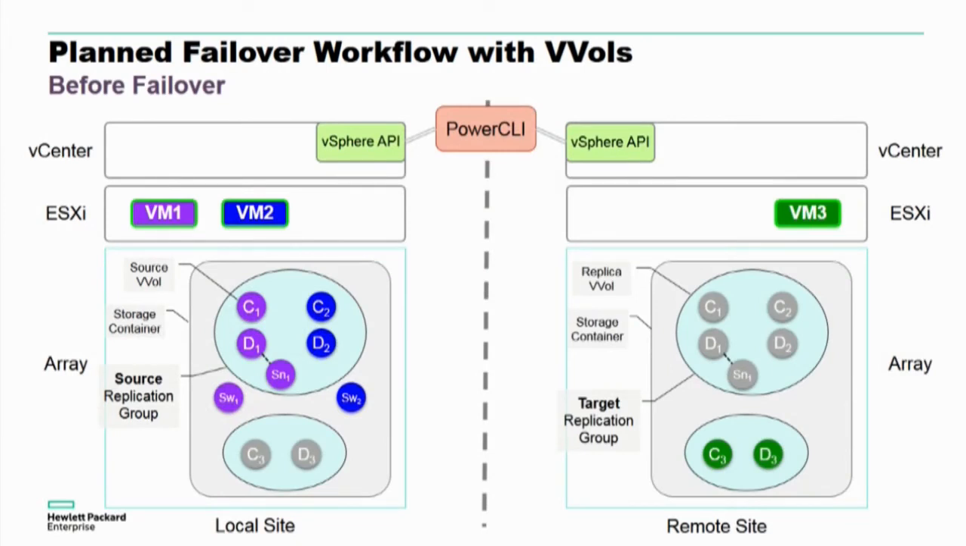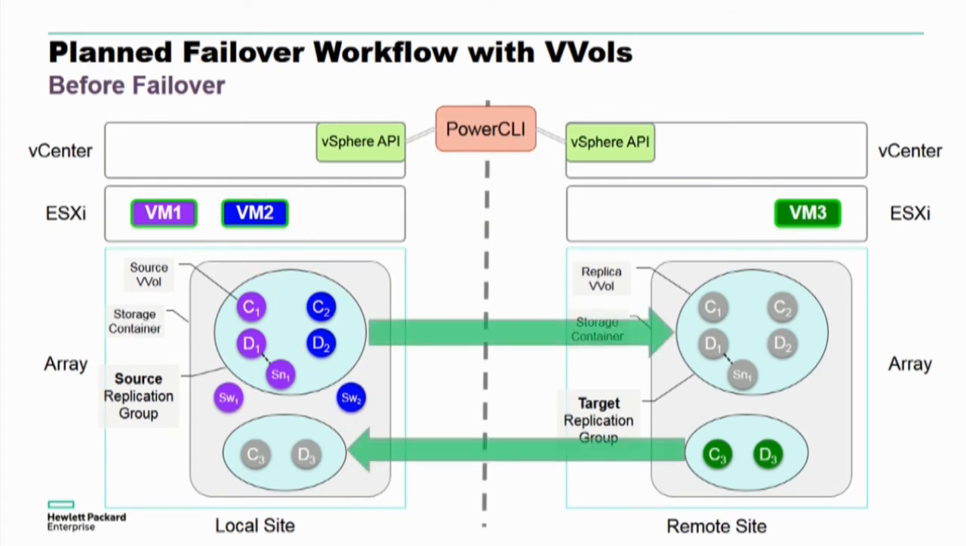Okay, so this is a detailed explanation of a planned failover from the VVol level. This is the situation. We've got two VMs replicating from the local site to the remote site, and another one at the remote site replicating back. We're going to do a planned failover of VM1 and VM2 from the local site. First of all, to explain, VM1 here is represented by these VVols. Some of the VVols are in the replication group. One of them isn't. That's the swap volume. There's no reason to replicate swap volumes. And VM2, same thing. So we've got replication going from the local site to the remote site for VM1 and VM2.